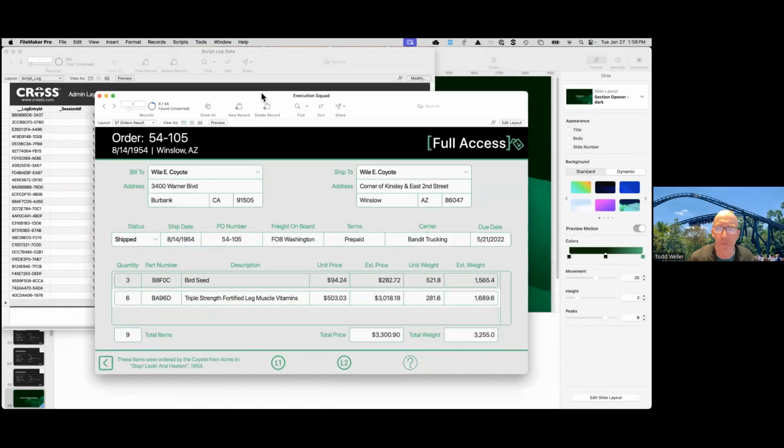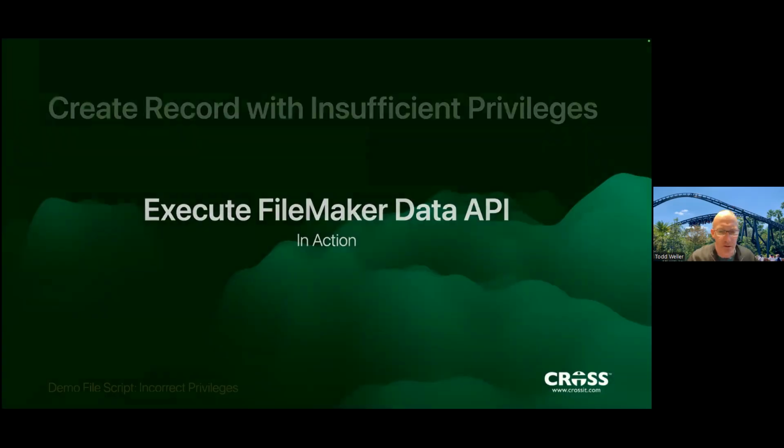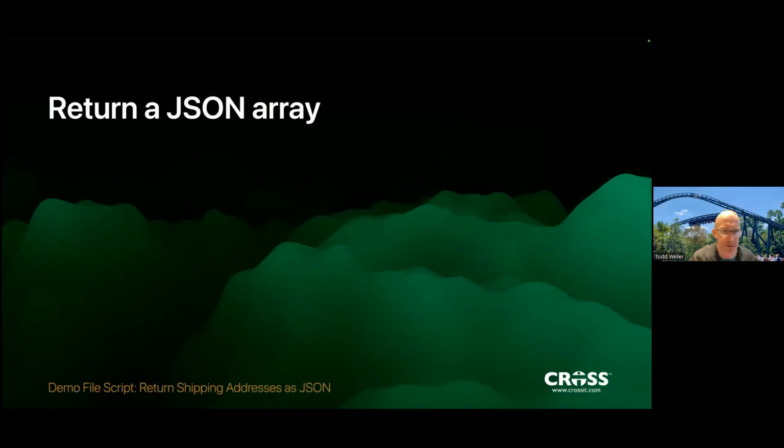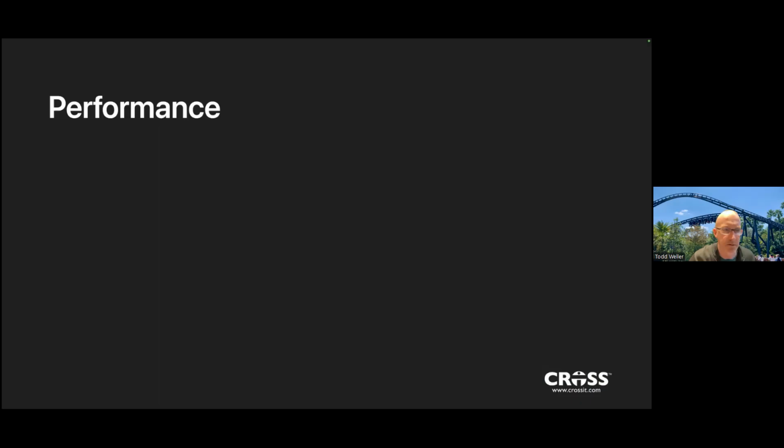So those are a couple more of the use cases. Now, I'm going to just jump back into the slides here for a moment. We do need to talk about performance. And that is, unfortunately, Execute FileMaker Data API is not the Swiss Army knife that's going to solve all of your problems.